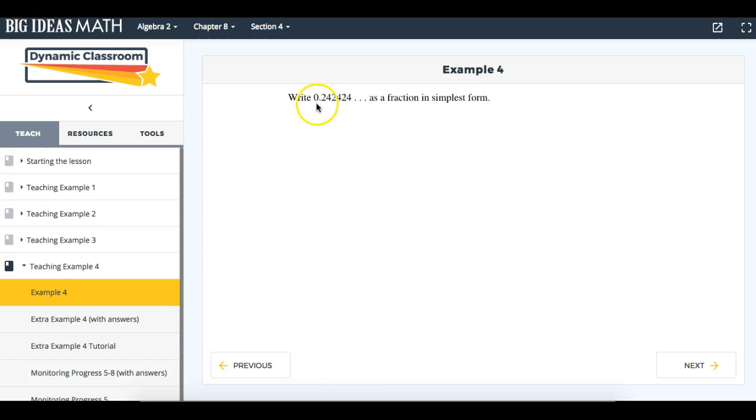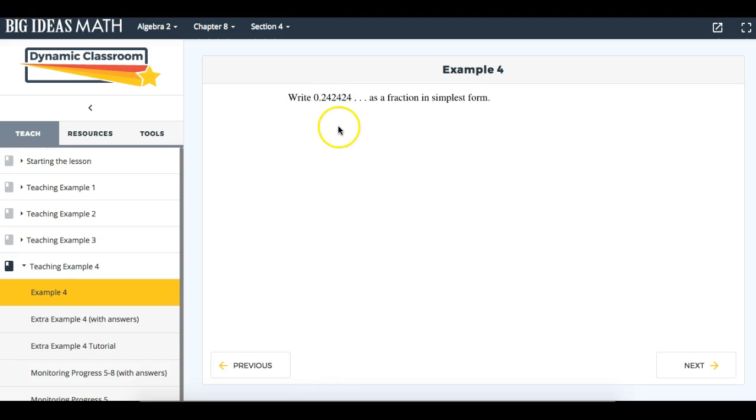So let's look at this example here. We've got 0.242424 dot dot dot. Now the first thing we need to do is identify the part that's repeating. This could be one number, two numbers, three numbers. We're looking for the pattern that's repeating. So in this case, it's 0.24.